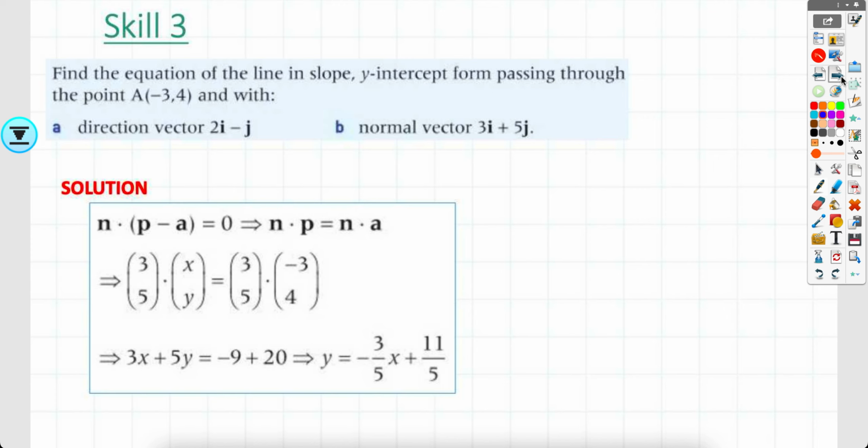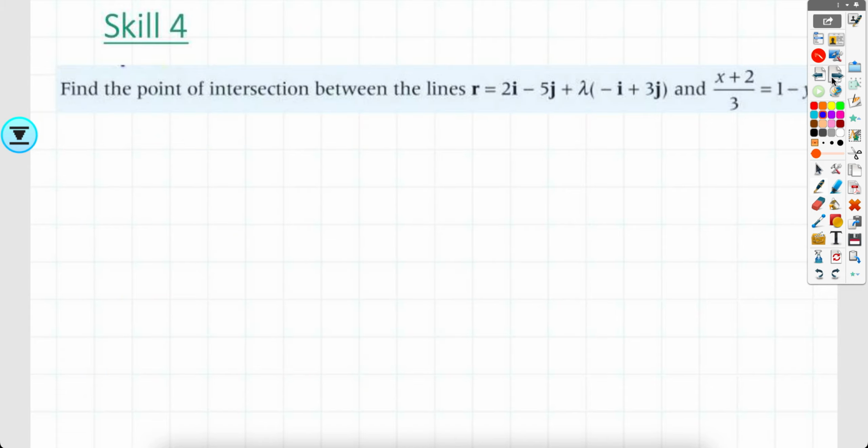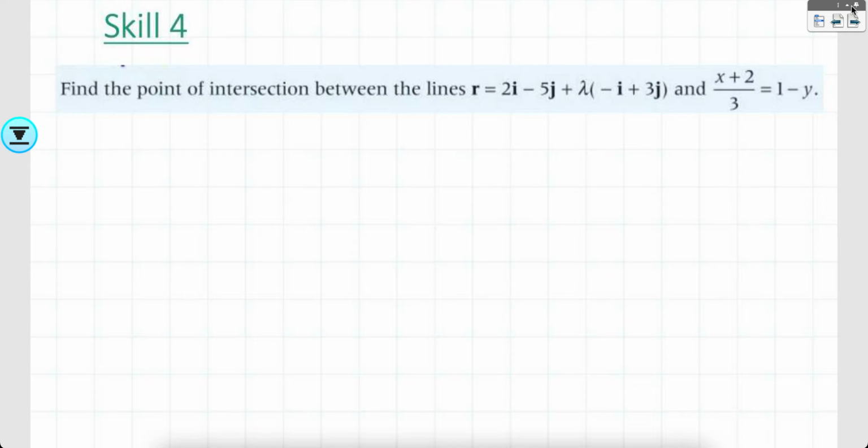I only put the solution to part B because part A is straightforward. Next skill is about finding the intersection of lines. So I know 2 lines and I need to find the intersection, and they're given in different forms. The first one is in vector form, and the second one is in Cartesian form.